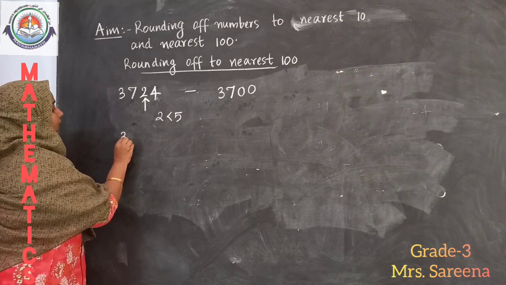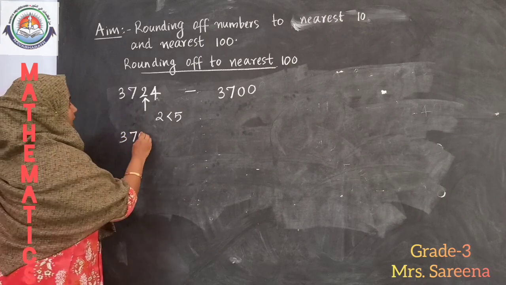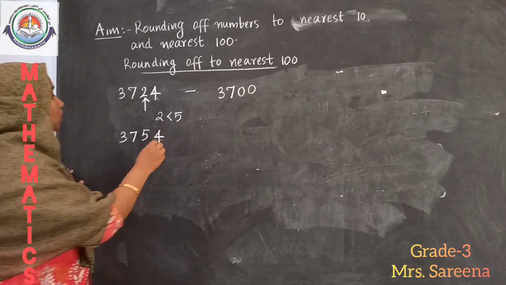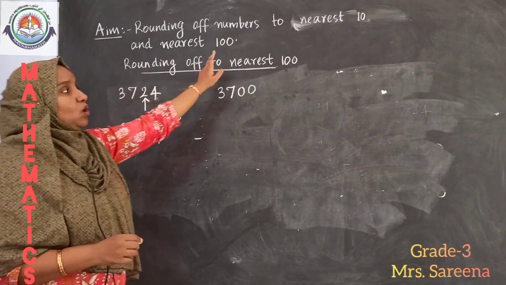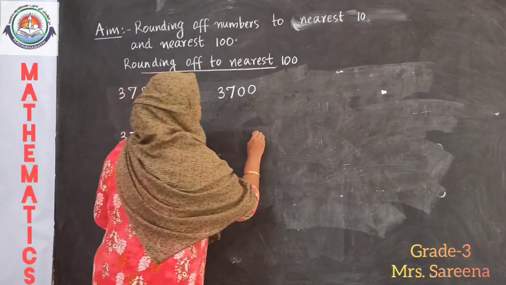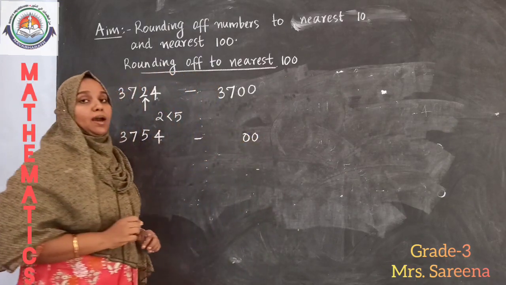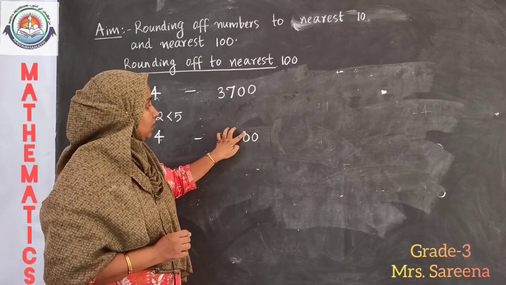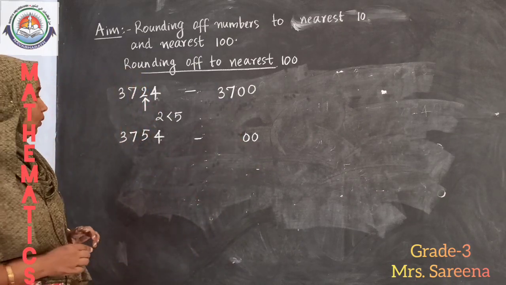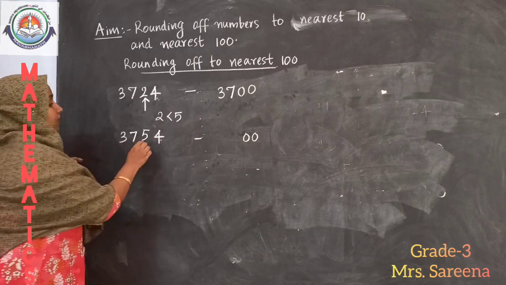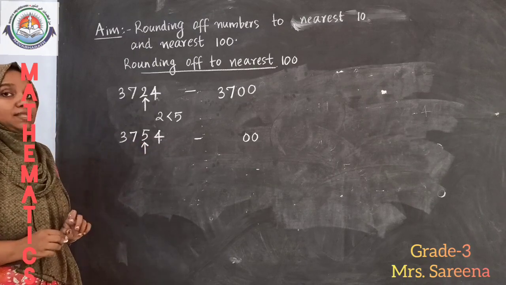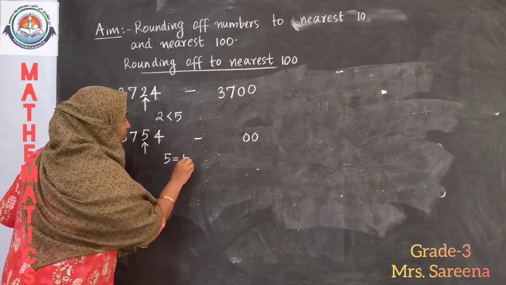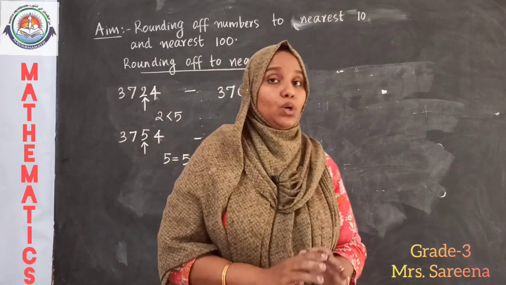Okay, another example we can consider: 3754. Then what I told you, during rounding off to the nearest 100, the number after rounding off ends in zeros, that is, at the ones place and at the tens place the digits are zeros. Okay. Then which number do we have to check here? The number at the tens place. What is the number here? That is 5. We know that 5 is equal to 5.